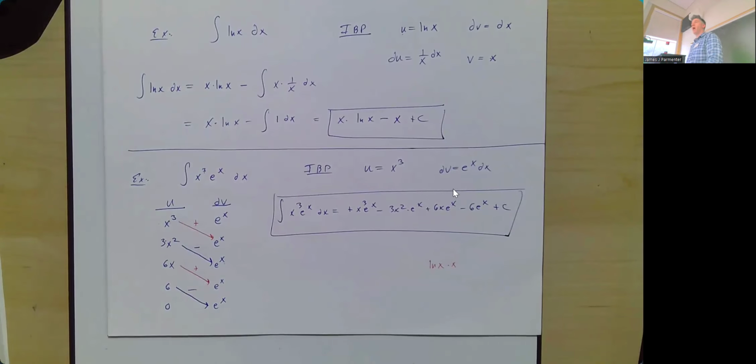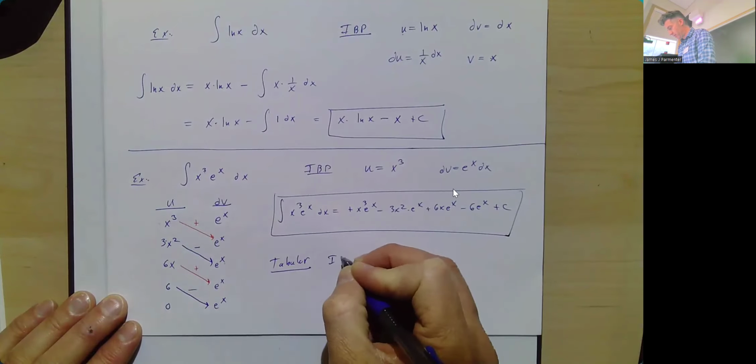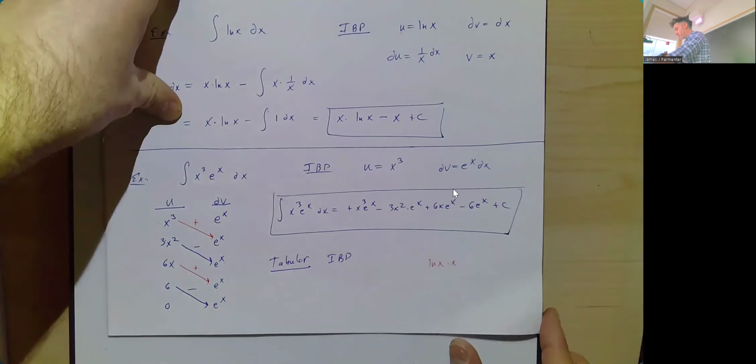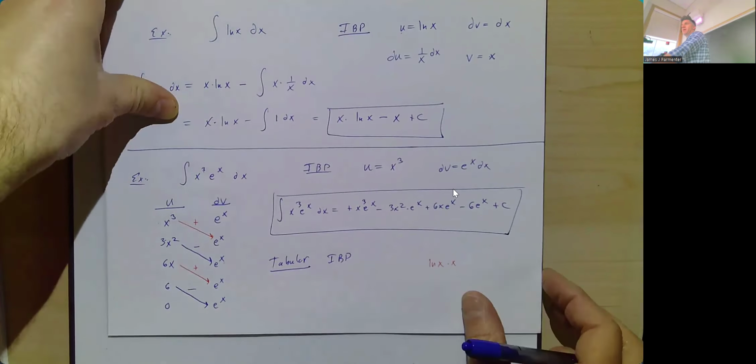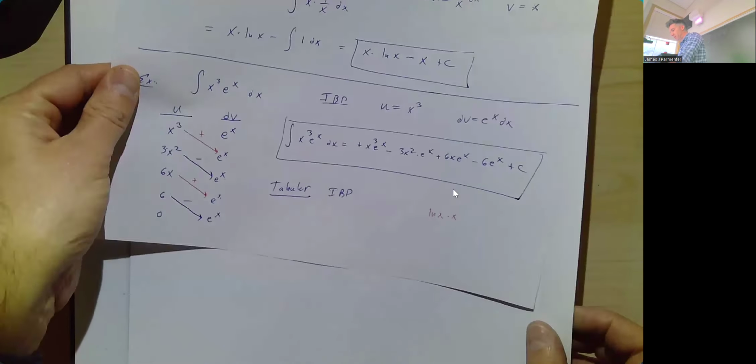This method is often referred to as tabular integration by parts because you're using a table to do the integration by parts faster. It is only for integration by parts, and it is specifically for 3 types of integrals. Let me tell you what they are. You would think if there's only 3 types, why are we talking about it? Well, because they come up often enough that it's terrible.